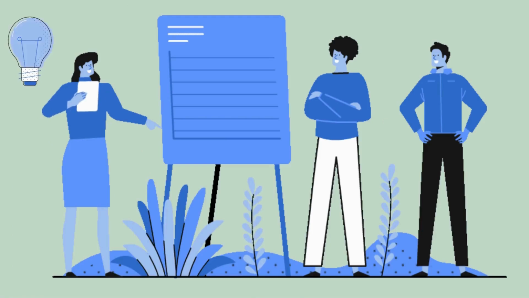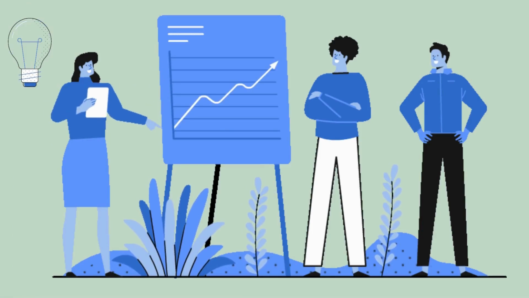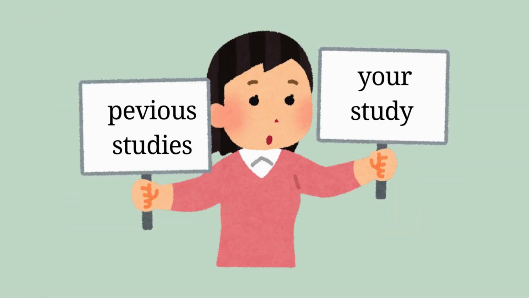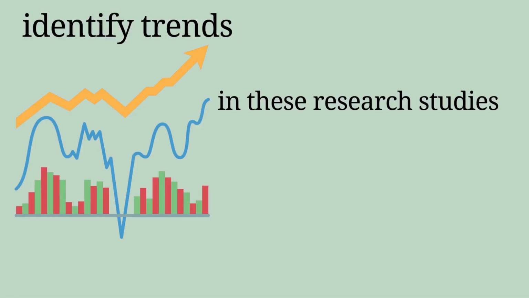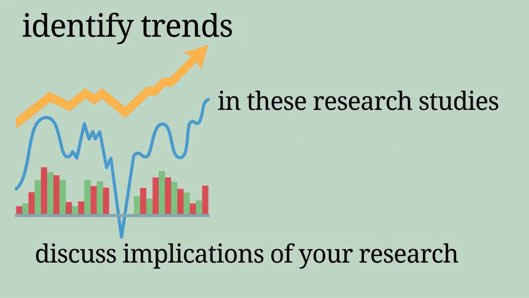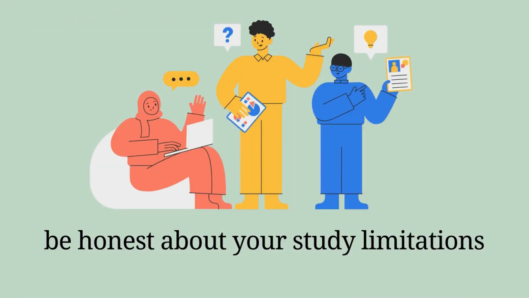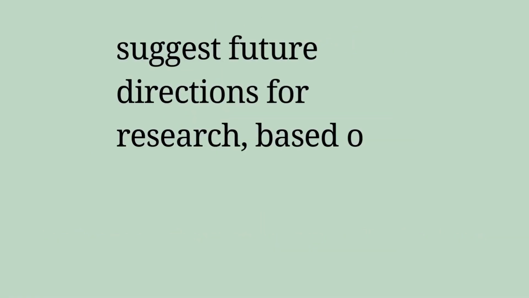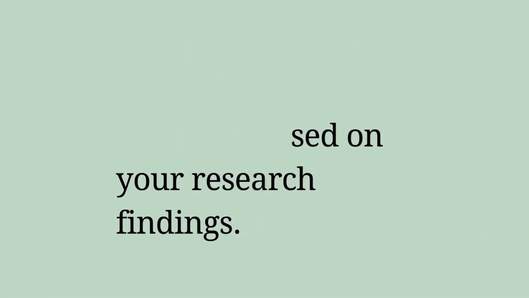Step 7. Write the discussion. In the discussion section, you interpret your results and explain their significance. Compare your findings with previous studies, identify any trends, and discuss the implications of your research. Be honest about any limitations in your study. Suggest future directions for research based on your findings.